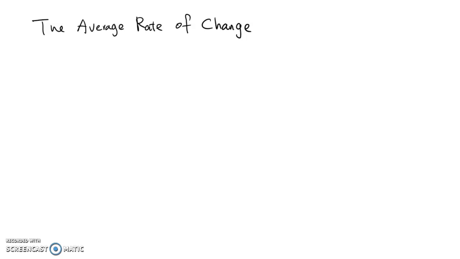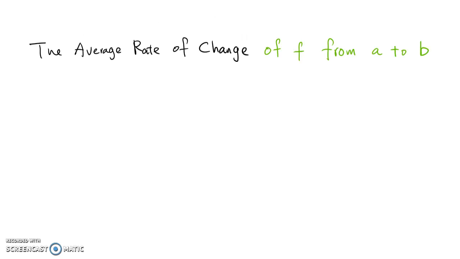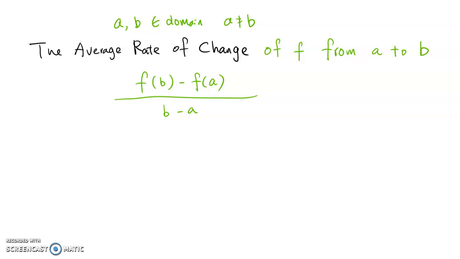In this video, we'll talk about the average rate of change. Say we have a function f, and a and b are two elements in the domain of the function f, and they're not equal to each other. Then the average rate of change of this function f from a to b is defined as f of b minus f of a over b minus a.